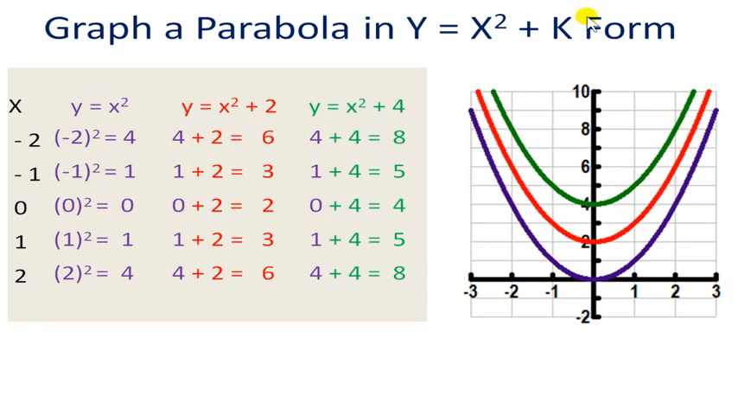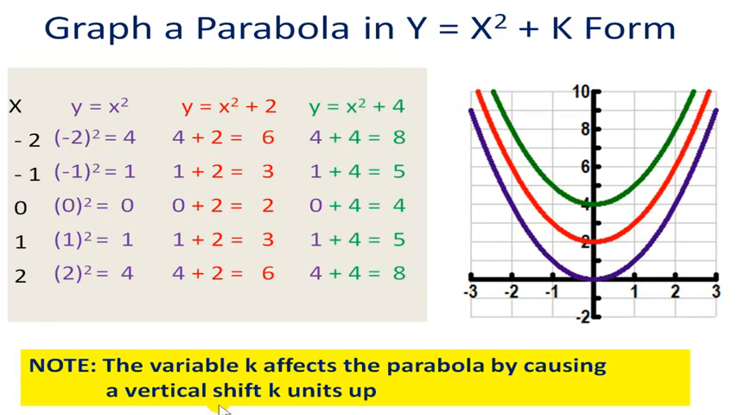So what did the k value do in terms of the first parent function y equals x squared? What happened? Well, what we should note is that the variable k here affects the parabola by causing a vertical shift of k units up. To help you visualize this a little bit better, recall that y equals x squared was the purple graph. And when you add 2 units to it, you simply take this function and translate it up 2 units so that the purple function becomes the red function on the graph.